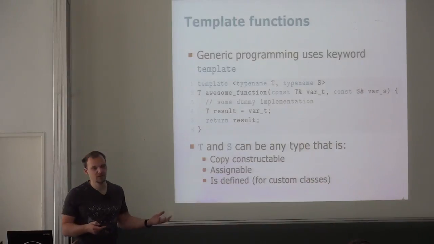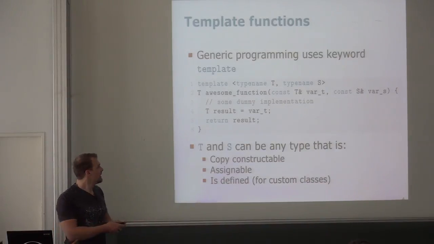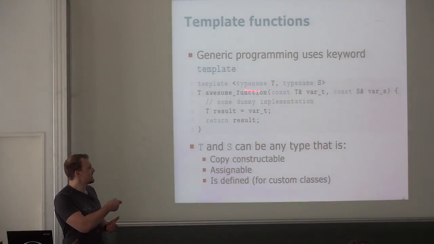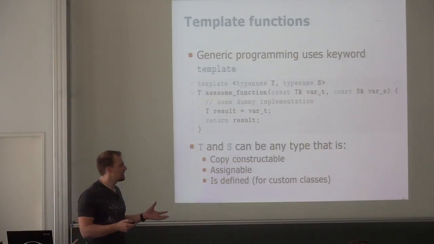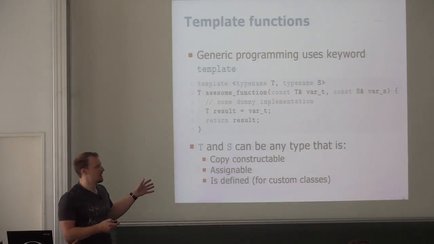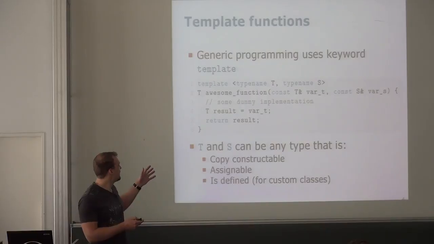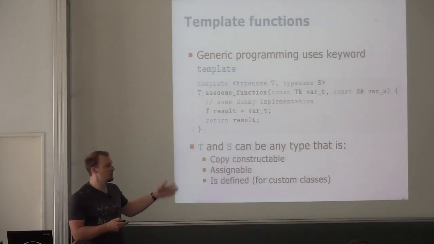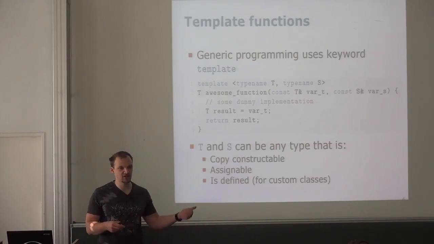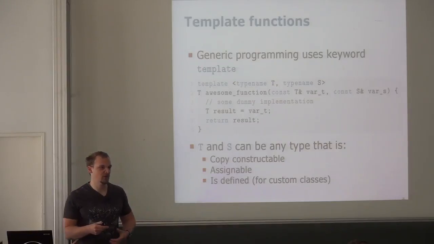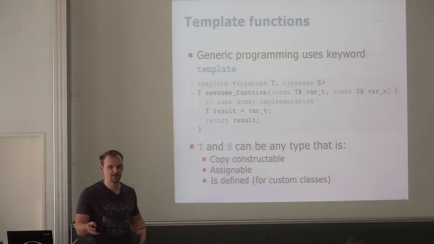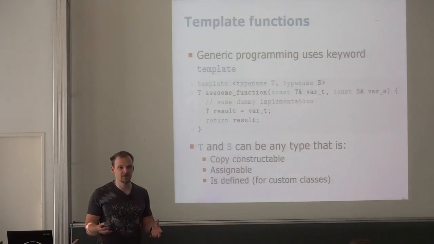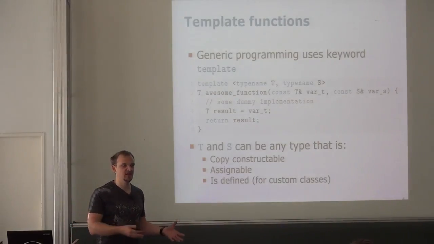Can be 1. Usually it's 1. Sometimes it's more. And we say, yeah, so we want to template our function on these two types, the T and S. And now suddenly our function takes any type. So if I call my function with integer and double, it will know that T is integer and S is double. If I call it with integer and my own class, it will know that T is integer and S is my own class. And that's kind of the main idea behind template.